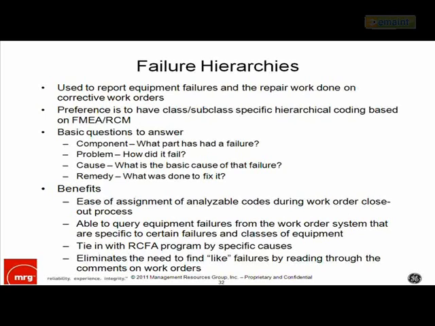And then once that problem code is chosen, the next level of reporting might be cause, and that list of causes would be context sensitive to the previous choice. And remedy at the third level in a three-level reporting system would also be sensitive to the previous choice.